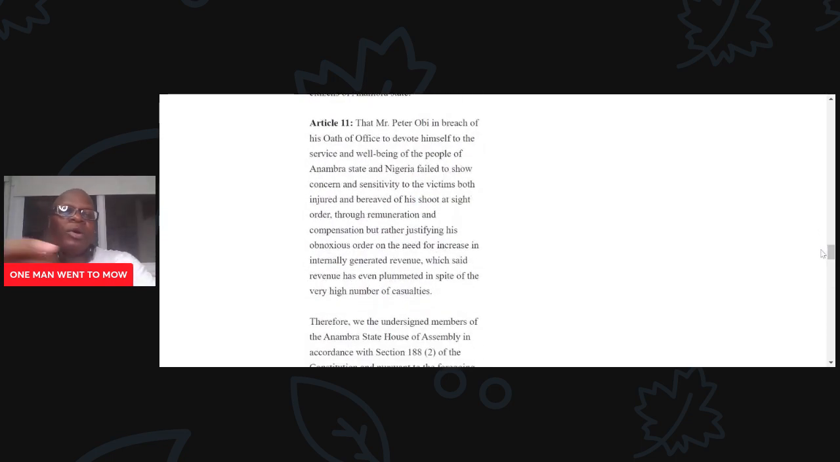So I think about two more. Article 11. So Article 11, that Mr. Peter Obi, in breach of his oath of office to devote himself to the service and well-being of the people of Anambra State and Nigeria, failed to show concern and sensitivity to the victims, both injured and bereaved, of his shoot-at-sight order through remuneration and compensation, but rather justifying his obnoxious order on the need for increase in internally generated revenue, which said revenue has been plummeted in spite of the very high number of casualties.